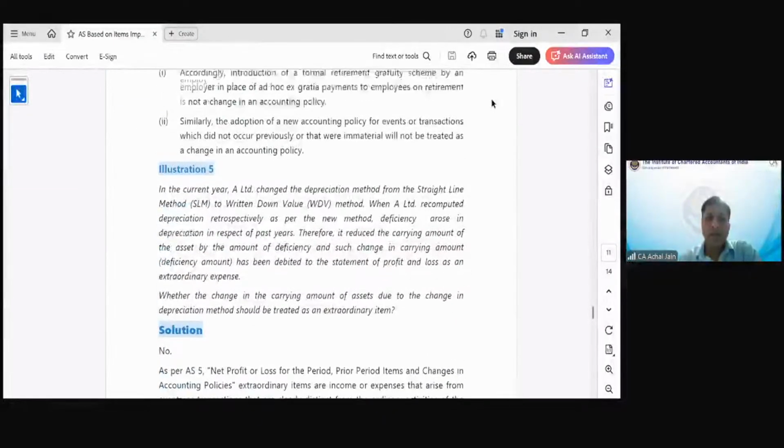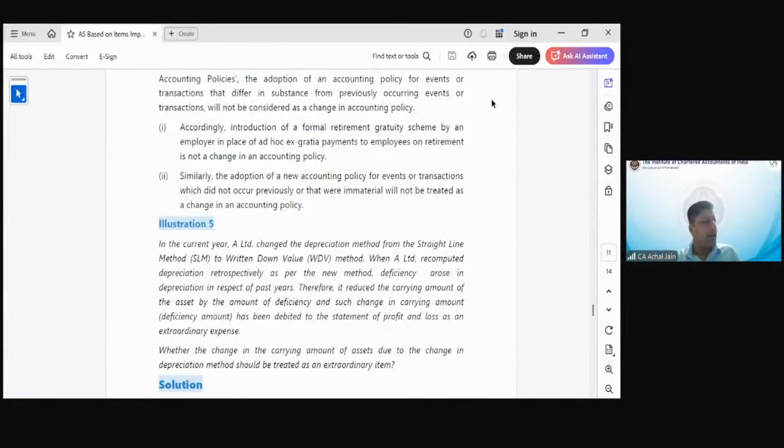Okay, so now the next one. In the current year, A Limited changed the depreciation method. Now, please look at it carefully. A Limited, a company, changed the depreciation method from SLM to WDV. Earlier, for computing depreciation, the company was using the straight line method. Now the company has started using the written down value method.